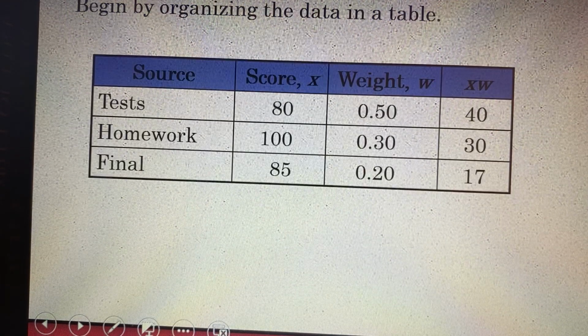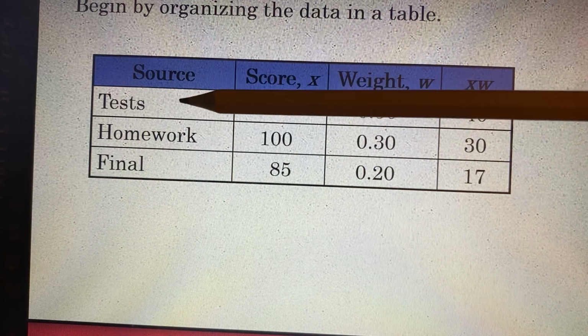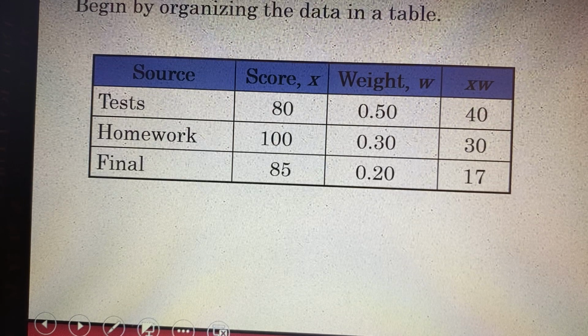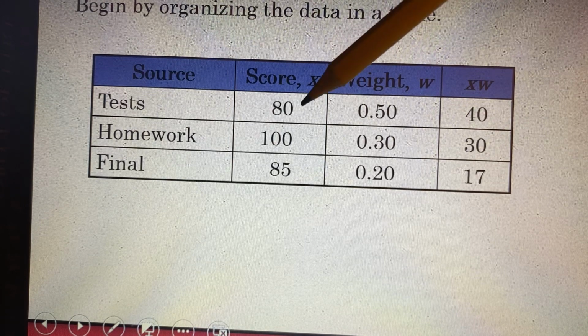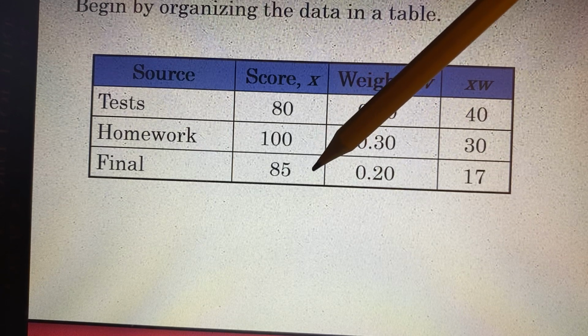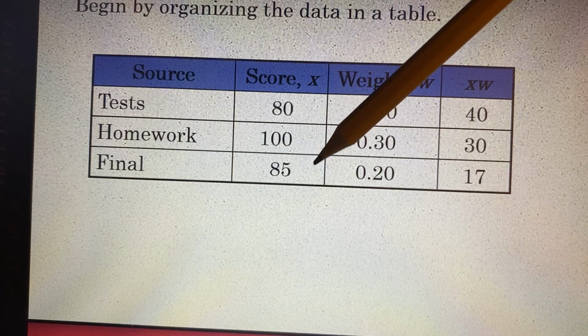Begin by organizing the data into a table. I would not skip this part. So you're going to have your categories here, tests, homework, final. And the problem told us that we had 80 points in the test category and 100 points for the homework category and 85 points in the final category.